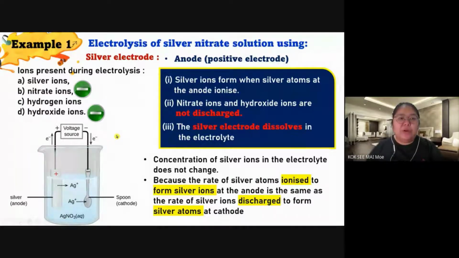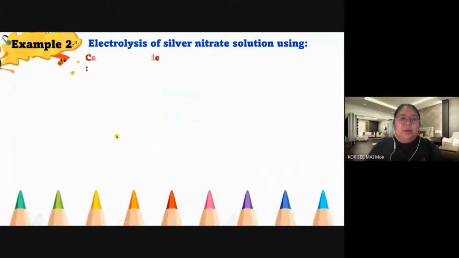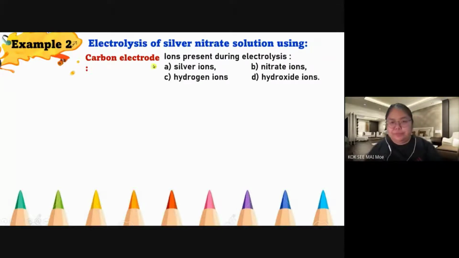So now I want to go to another example. It's a different one. Now I'm using carbon electrodes. Carbon electrodes are indeed different. You see this one is silver, this one is carbon. So different thing, you see what happened? The ions present are still the same: silver, nitrate, hydrogen, hydroxide. So the positive ions are silver and also hydrogen. Both are positive.